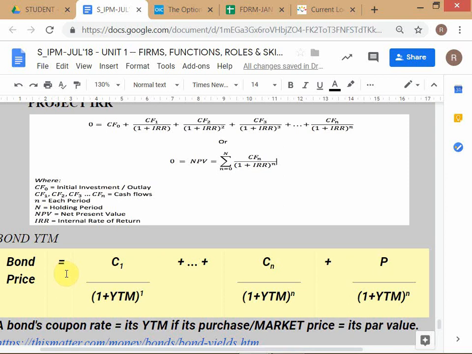Now, I'm still confused because here the bond price is on the LHS, some positive quantity, but here the LHS is zero. So why are you saying what you're saying? Are you following what I'm saying? Yes. Now clear up my confusion.